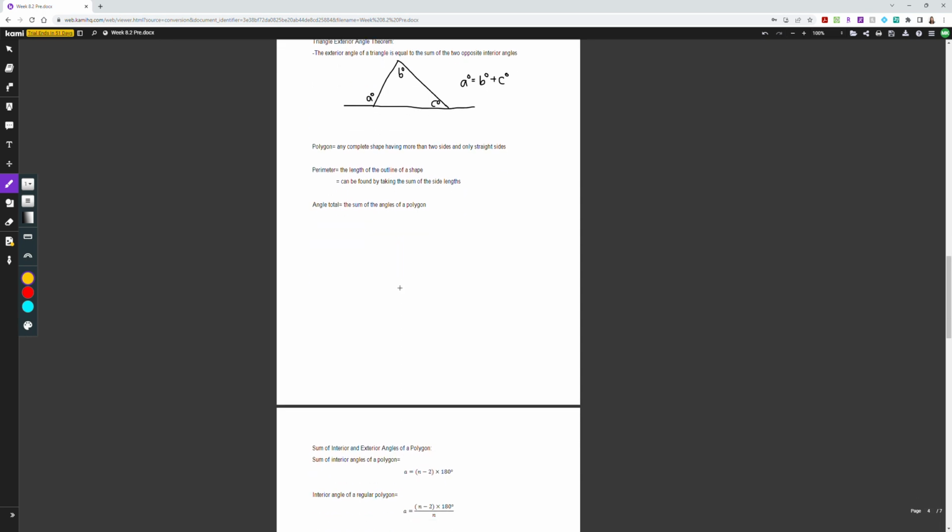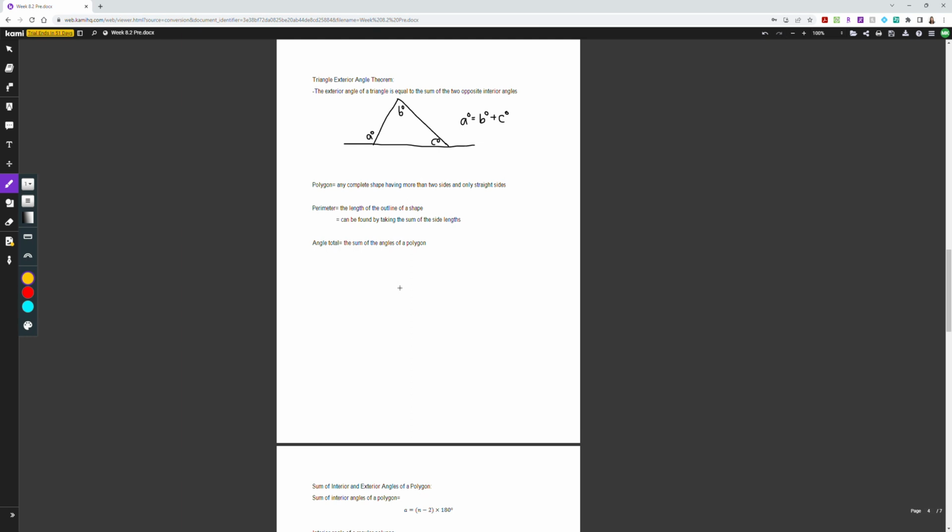All right, now, what is a polygon? So poly essentially means many, and gon means angle. So a polygon is any complete shape having more than two sides and only straight sides. So that means a circle is not a polygon. This would not be a polygon because it's not complete, it's not closed. This would be considered a polygon because it's closed. This is a polygon. This is not a polygon. This is not because it's not closed. So as you can see, a polygon has to be closed. These are not.